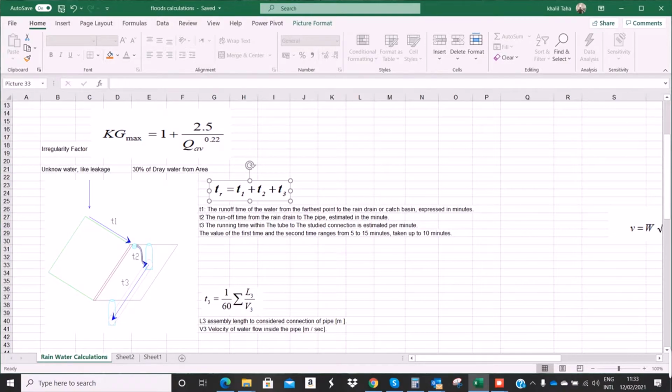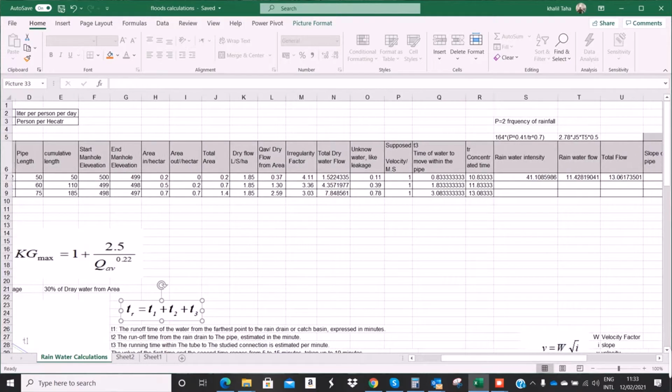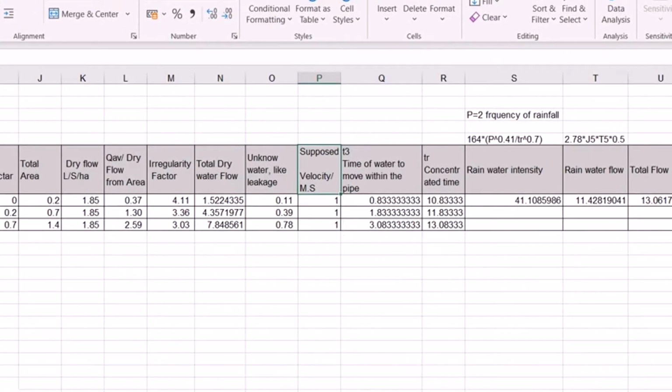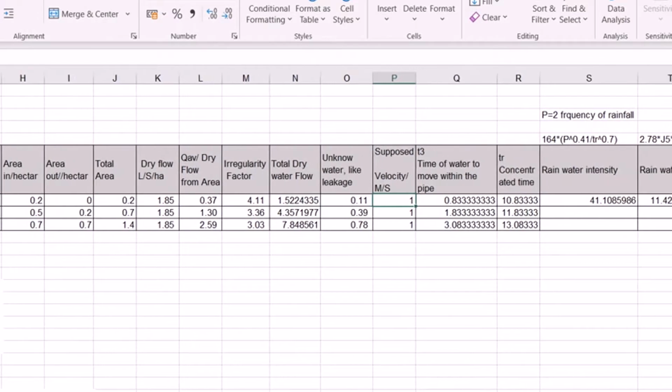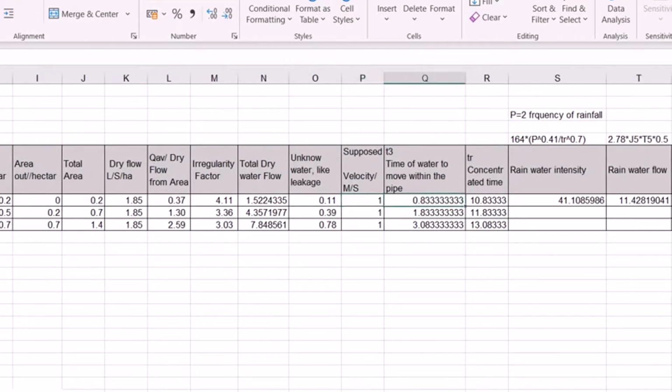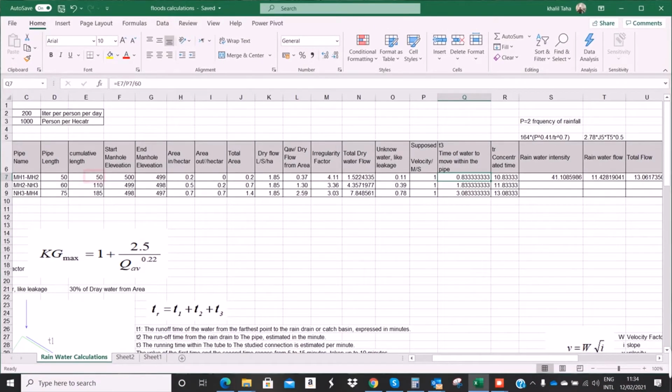Back to our formulas, or back to our sheet, we reach the supposed velocity, meter per second. Let's say one. For the first pipe, linked between manhole 1 and manhole 2, let's say the velocity is 1 meter per second. And let's calculate the time needed, T3 within this pipe. Look at the equation. It is the accumulative length divided by the velocity. You will get time. And I need it in minutes, so I divided by 60. Look, this is the same for the others.